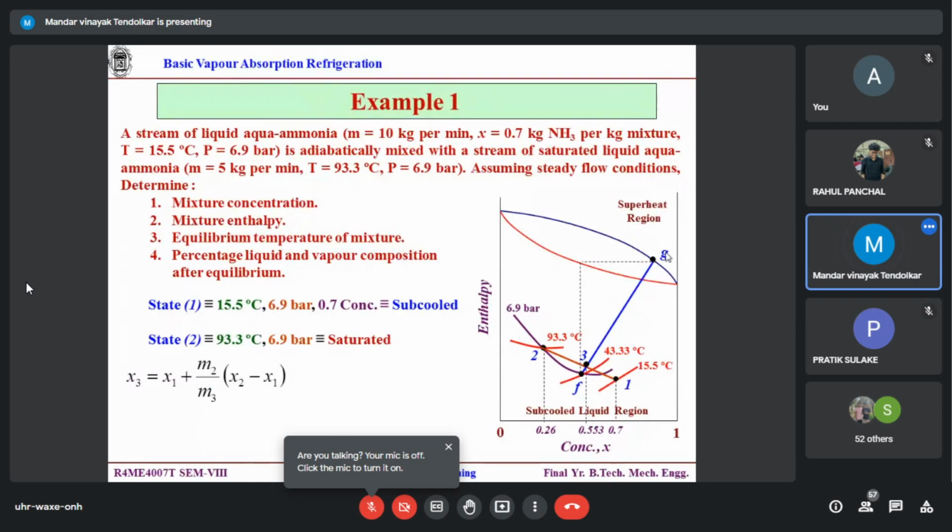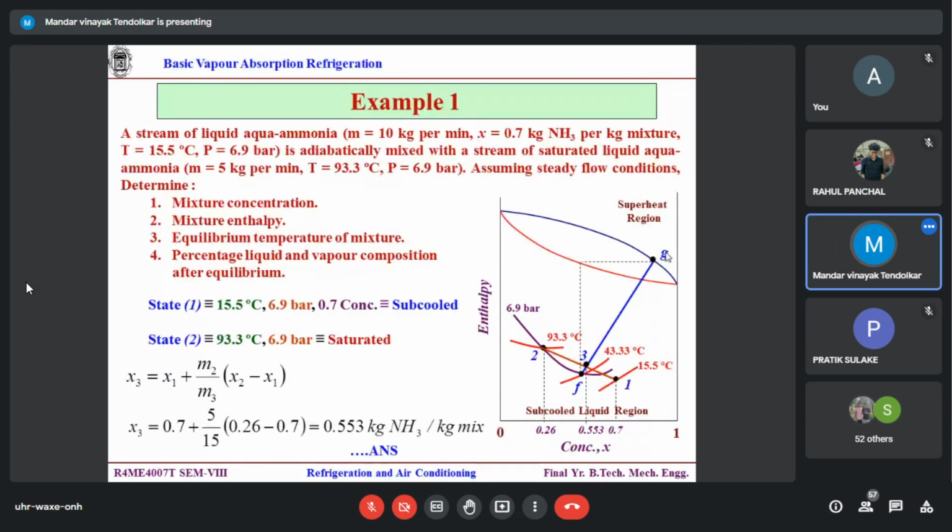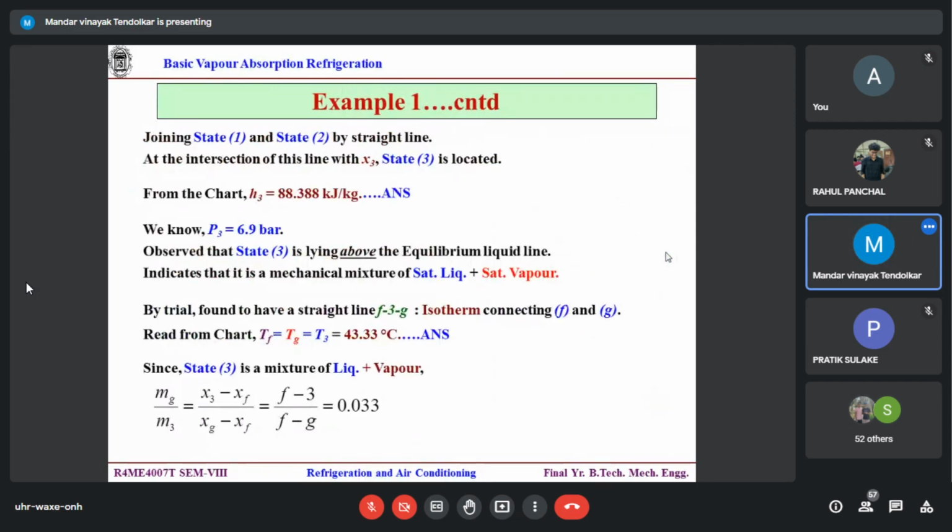So total length FG is known. Find out the percentage. It is just above 690 saturated. That means the small part is the vapor, the big part is liquid. F3 divided by total, that is your vapor part. And 3G divided by FG, that is the liquid part. Correct? Cross check. Measure your length.